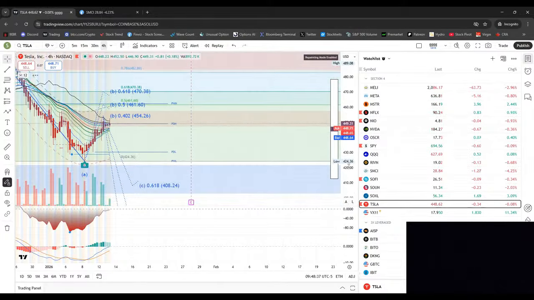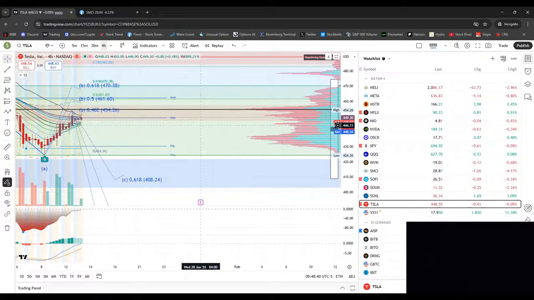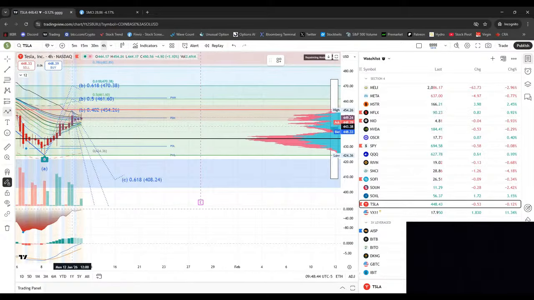Tesla 449. Those who want to cover the Tesla position can cover now. We have a range bound. There will be another breakout, but we'll stay range bound for the next few days. Right here, you have this range bound.